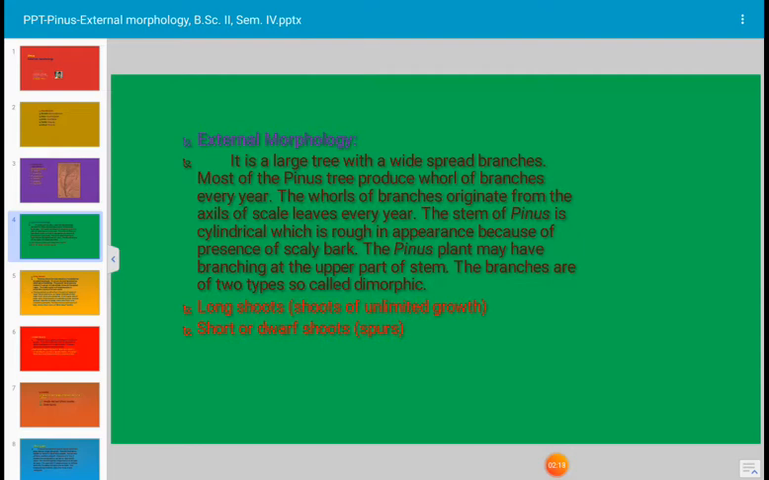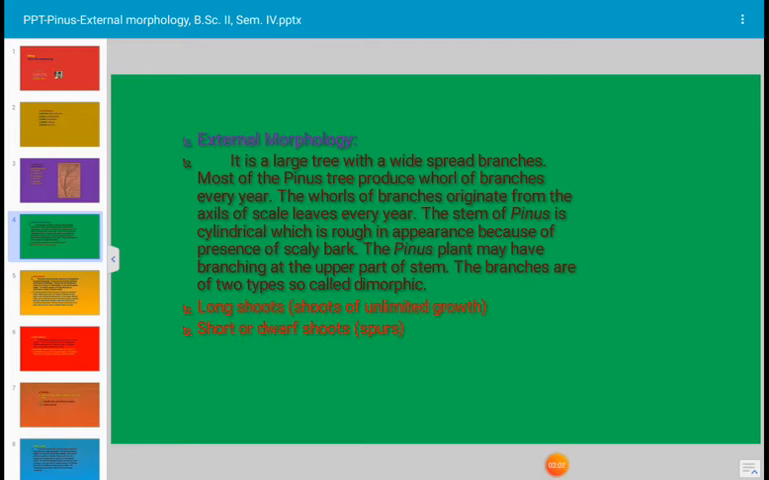The whorls of branches originate from the axils of scaly leaves every year. Scaly leaves are present on the stem. From the axil of the scaly leaves, new branches originate. The stem of Pinus is cylindrical and the stem is rough in appearance. The roughness of the stem is because of presence of scaly bark. Bark is scaly. And the Pinus plant may have branching at the upper part of the stem.